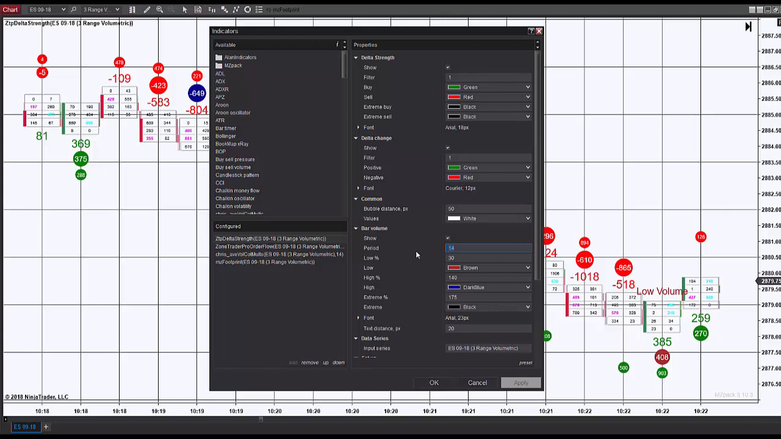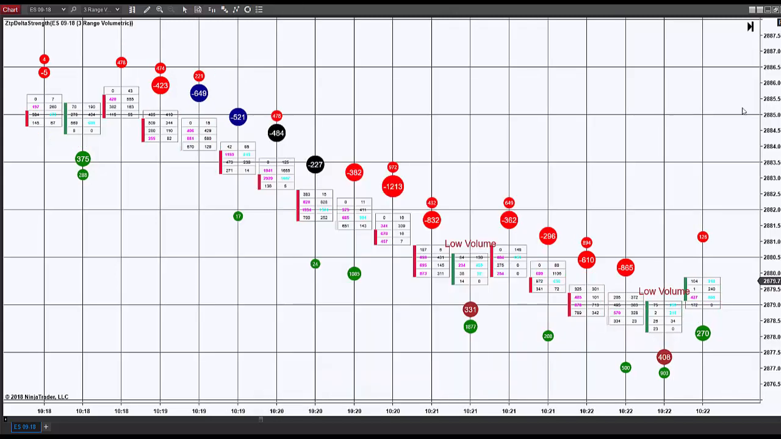So in this case, I've chosen 14 for the period. I want 40% to represent the low volume. I want 140% to represent the high, and I want 175% to represent the extreme high. So what we would see in real time is, as the volume exceeded 140% of the average, this bubble would turn blue, giving you an indication that there is high volume and a delta force causing this to go down.